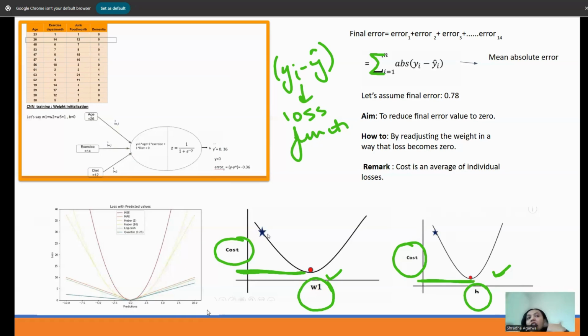So this is the logic behind these loss functions here, right? I have finally, this is my loss function. Looks like I can take any of these curves depending on the problem. But finally, at the end, I am looking for a value of W1 where my loss is 0 or minimum, or a value of bias where my loss is minimum. And if I have that value, then I have solved my problem.